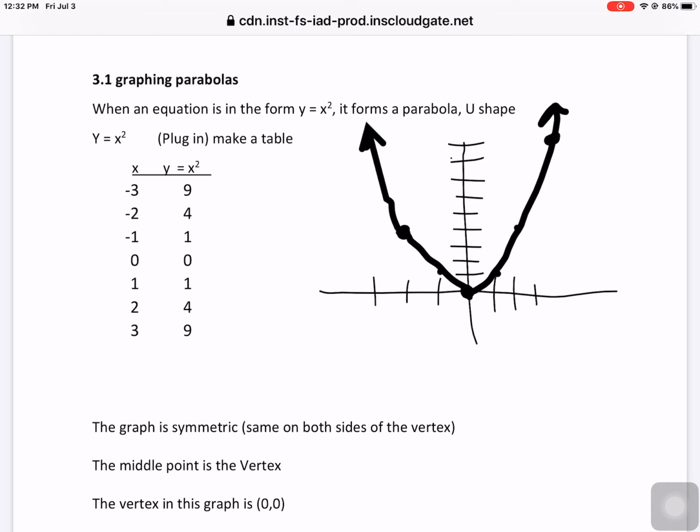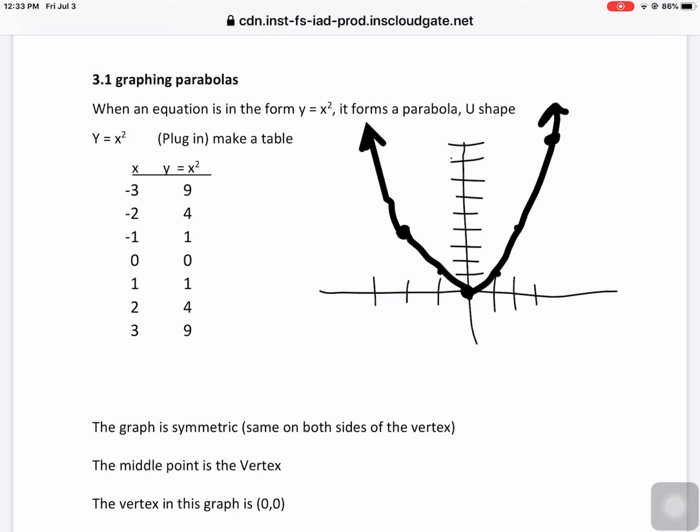So plot our points. Negative 3, 9 means left 3 up 9. Negative 2, 4 means left 2 up 4. Negative 1, 1 is left 1 up 1. 0, 0 is the middle. 1, 1, right 1 up 1. 2, 4, right 2 up 4. 3, 9, right 3 up 9.